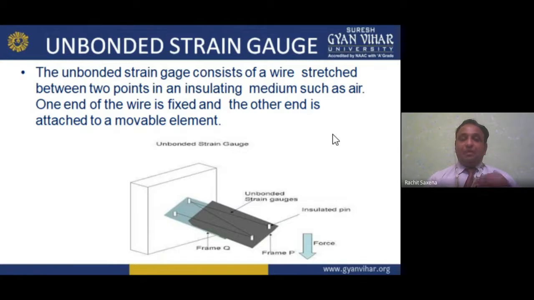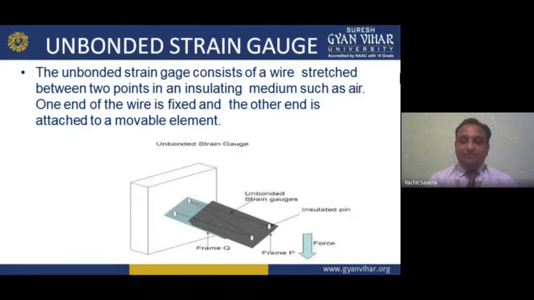In this unbonded strain gauge, basically we have no bonding. We are stretching the wire between 2 points in an insulating medium. Air is an insulating material. Now I'm stretching the wire like this. One end of the wire is fixed, and the other is attached to the movable element. It is moving. So that is the unbonded strain gauge.